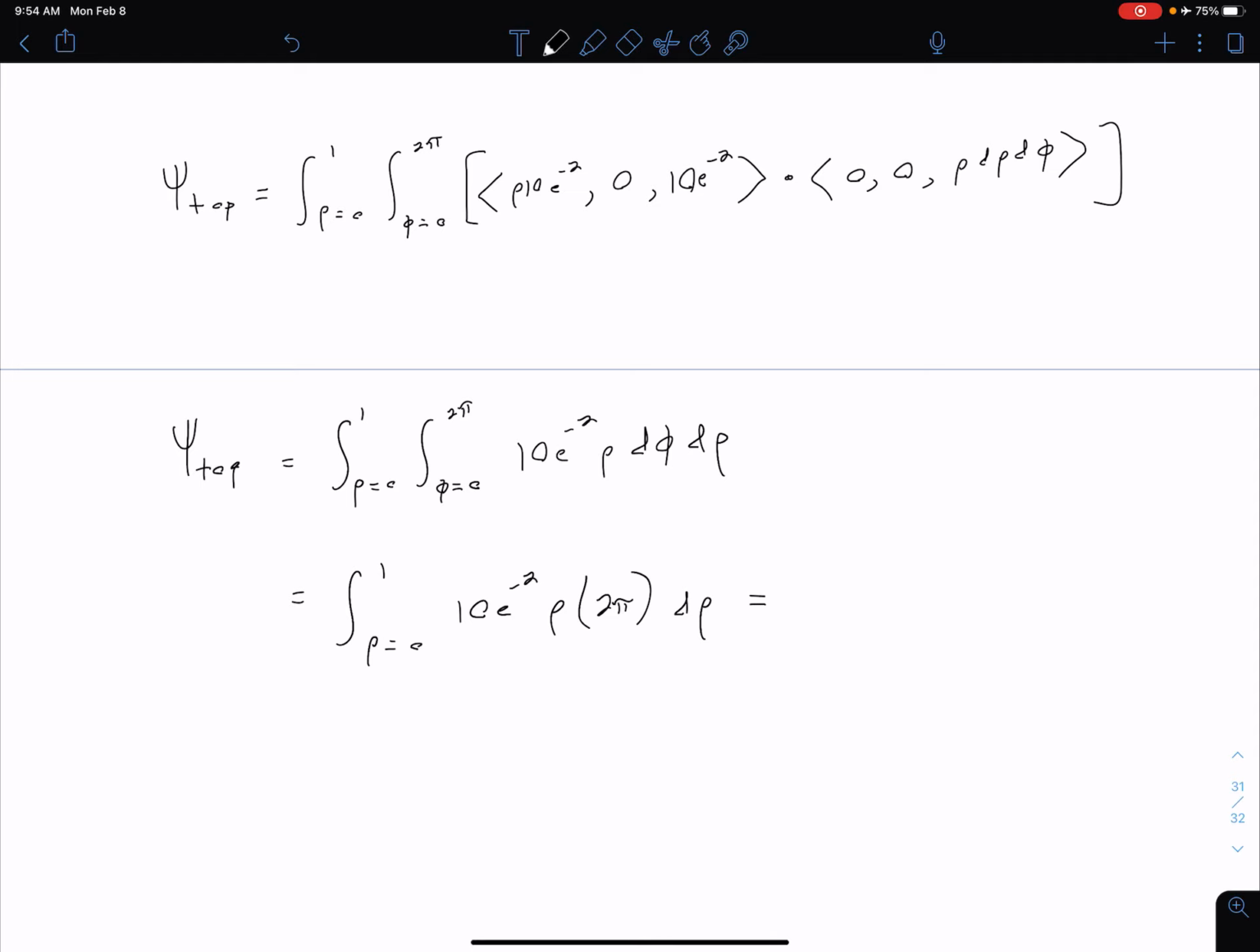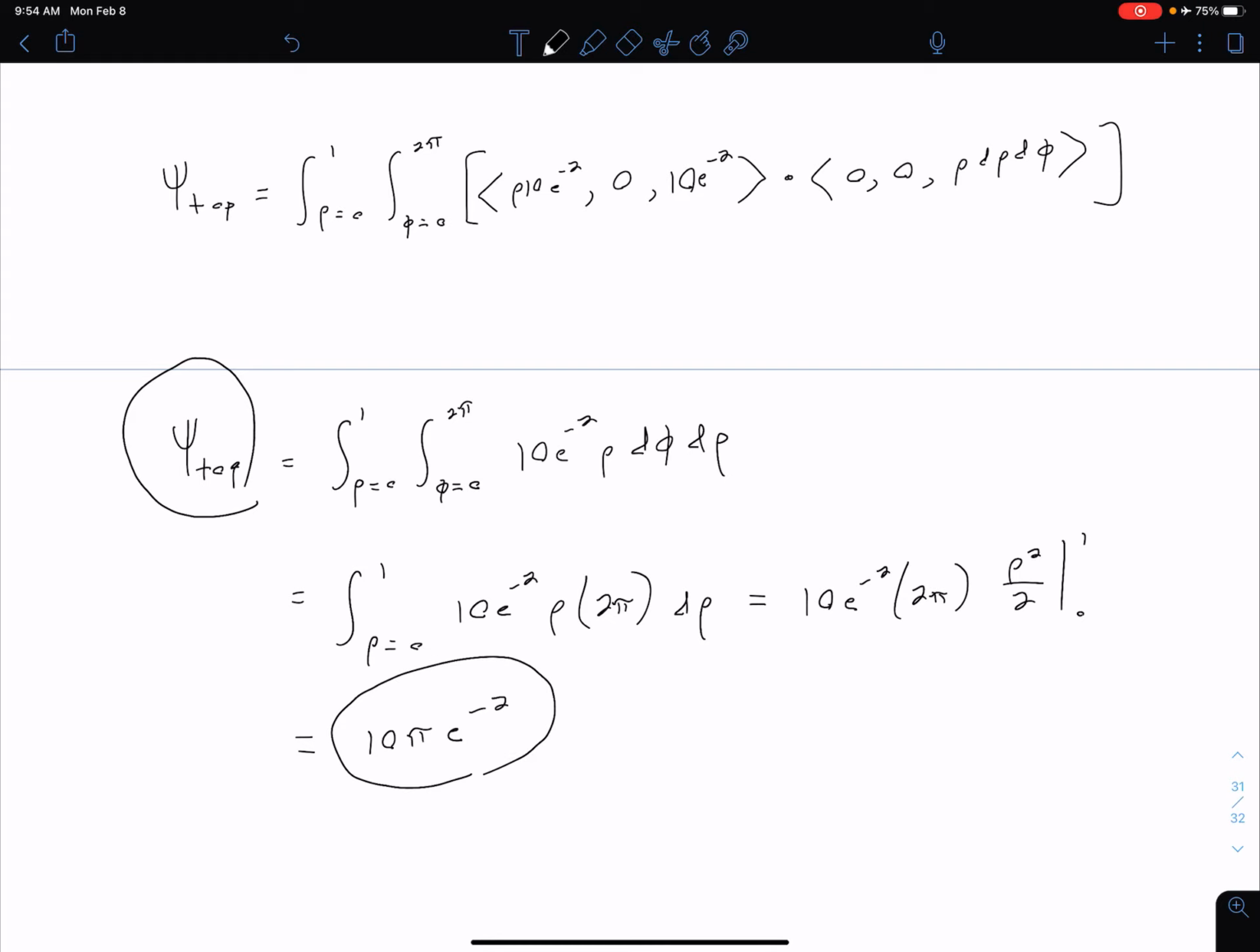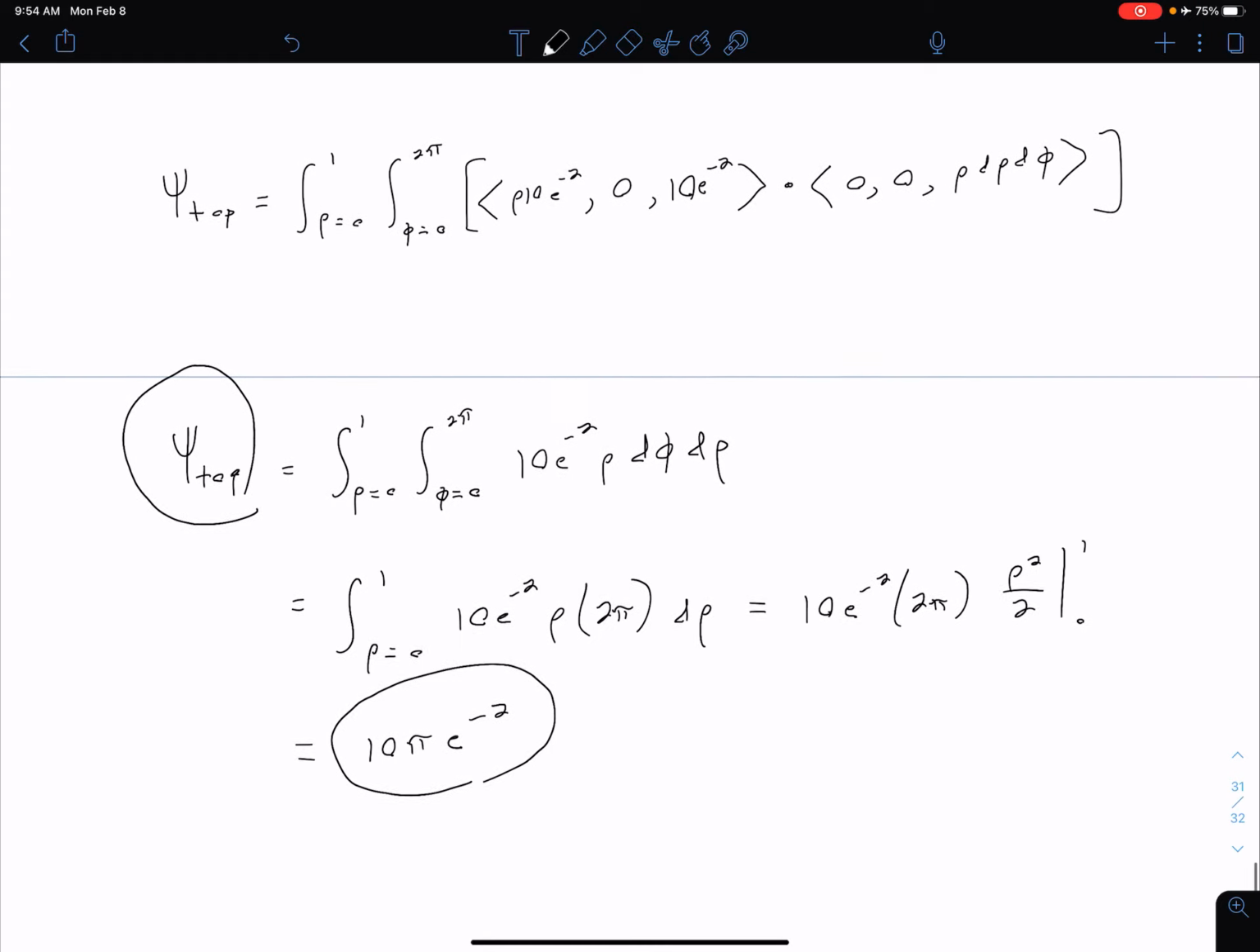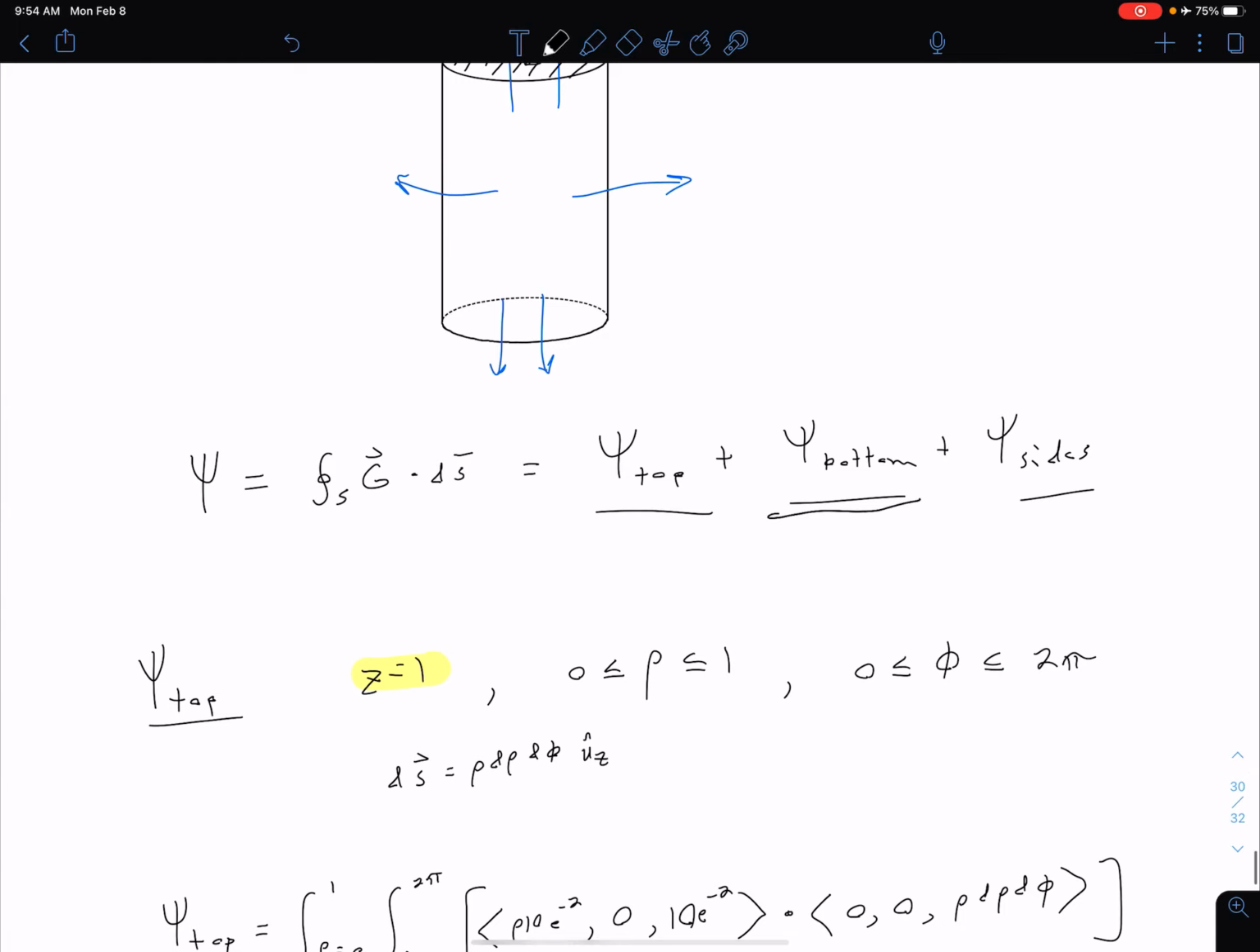And so, of course, that's a pretty easy integral to do as well, because the only thing depending on rho is this rho here. Everything else is a constant. So that becomes 10 e to the minus 2 times 2 pi, so that's our constant, and then we just have rho squared over 2 evaluated from 0 to 1, and evaluating that gives us 10 pi e to the minus 2. All right, so that is our psi out of the top. So let's move on to our second term, this psi bottom.